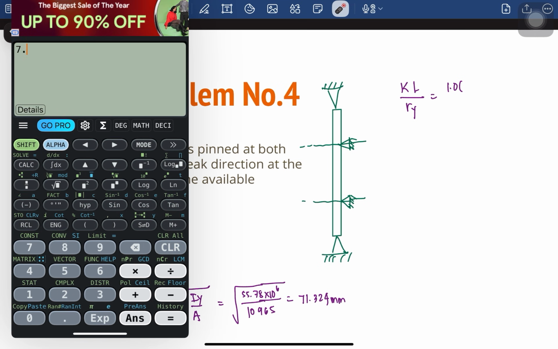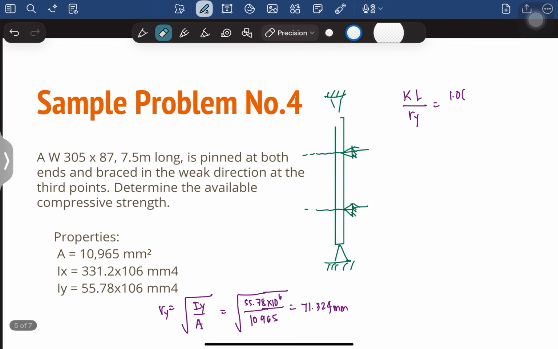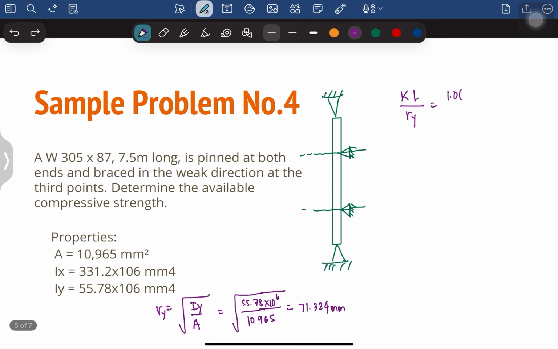So, 7.5 divided by 3. So, 2.5. 2.5 siya. Ito, 2.5 meters. Then, yung buong length niya is 7.5.